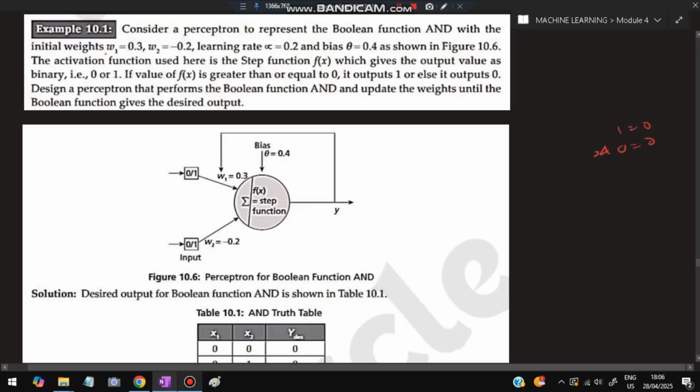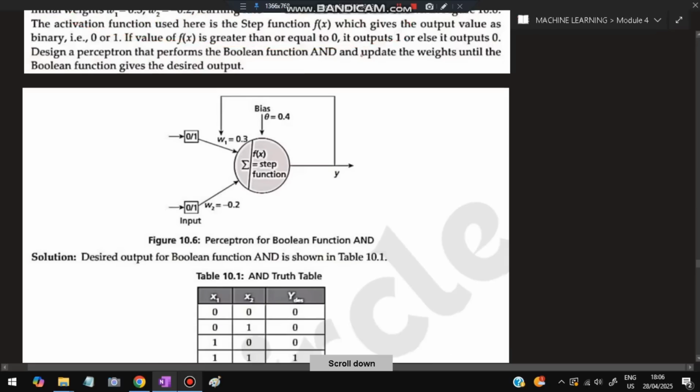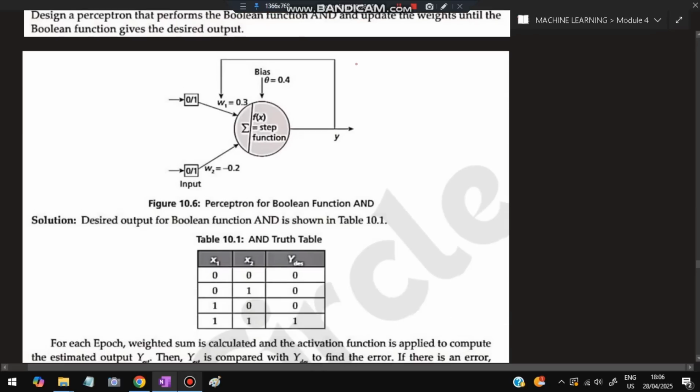Now we have been given the initial weights. They'll give you initial weights. W1 is 0.3. This is also a very important question. And W2 is -0.2, the learning rate is 0.2, and the bias is 0.4. By using these formulas, you have to calculate the answer for the boolean function. You have to design a perceptron. How do we design a perceptron? Like this we'll design a perceptron, but this is not the accurate one.